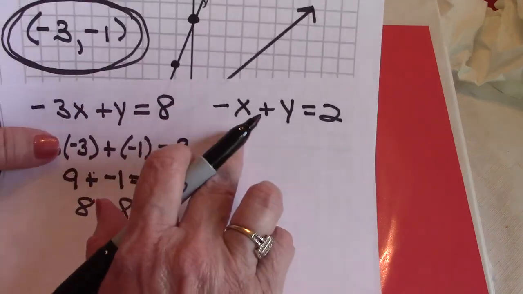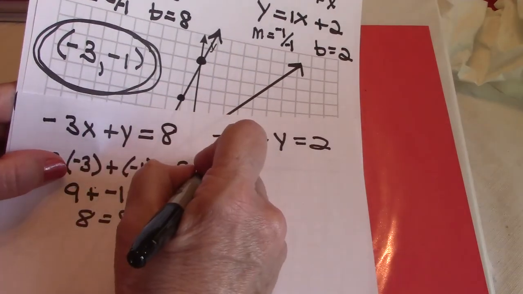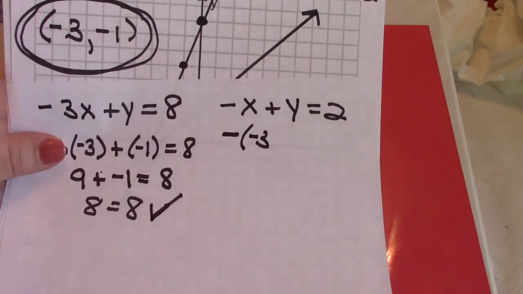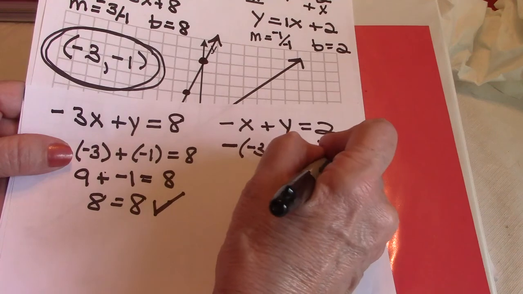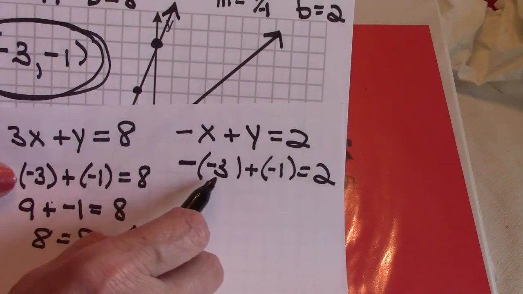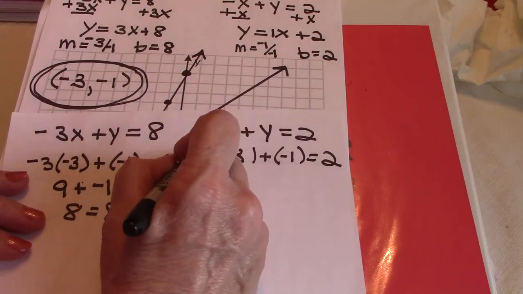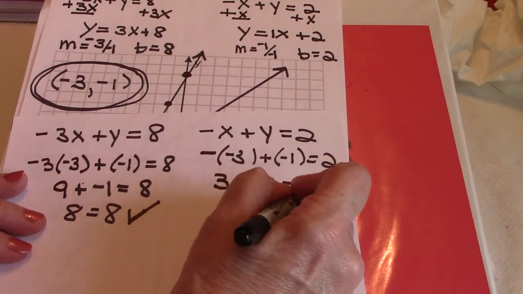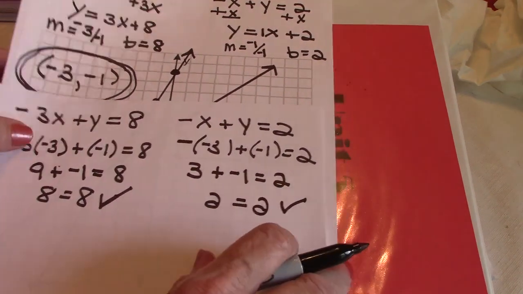All right. I'm going to plug in a negative 3 for x. Now, there's already a negative out there, so you've got to leave that in there. You've got to leave that negative there, and then plug in a negative 3 for x. See, that's a negative, that's a negative. They both have to stay in play. Plus a negative 1 for y equals 2. So negative, negative 3 plus a negative 1 equals 2. Minus a negative is a positive 3 plus a negative 1 equals 2. 3 plus a negative 1 is 2, equals 2. That is a true statement.